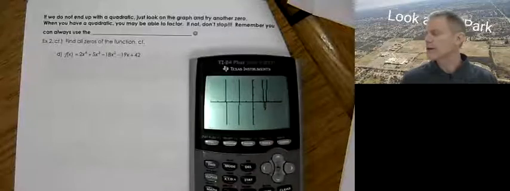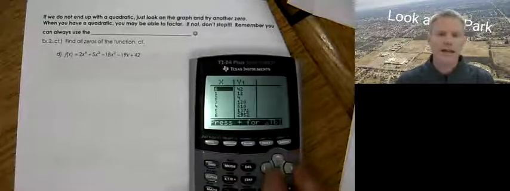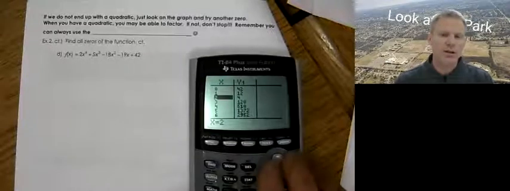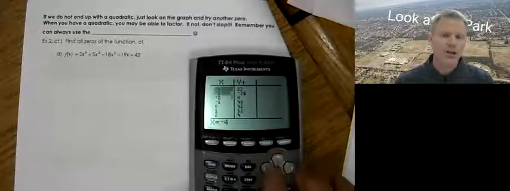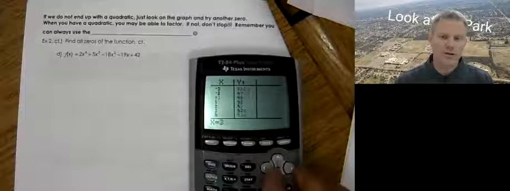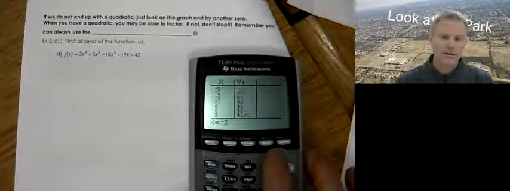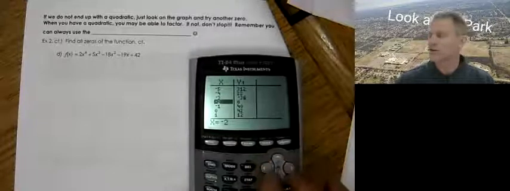You can also go to your table. You can look on your table. I said maybe it crosses at 2, but nope, it doesn't really cross at 2. Oh, but it does cross at negative 2, but I don't have another 0. So it must be some sort of fraction. We're pretty sure about the -2, but we're not sure about the other zeros.